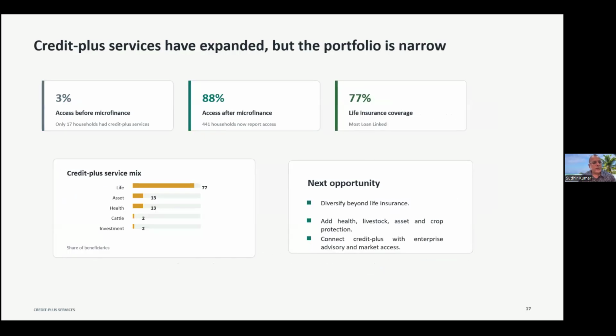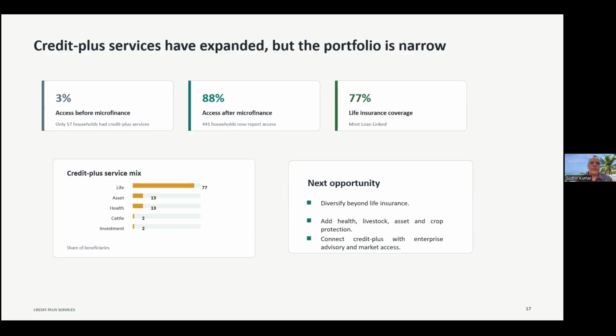One of the impacts was the credit plus services, which we asked about again pre and post, and there was a huge jump. Pre-microfinance, credit plus services were not there. Post microfinance, when they joined, 88% have received some form of credit plus services, but the mix of that credit plus services is very narrow. When you talk about credit plus, it's largely life cover and loan-linked insurance. So that's why it is reported like this. But yes, credit plus services have reached the clients, pre and post.